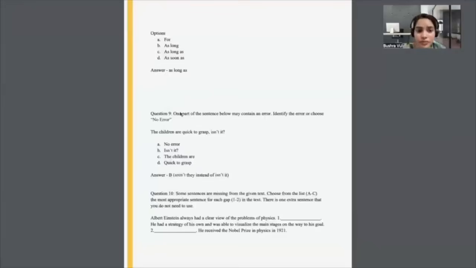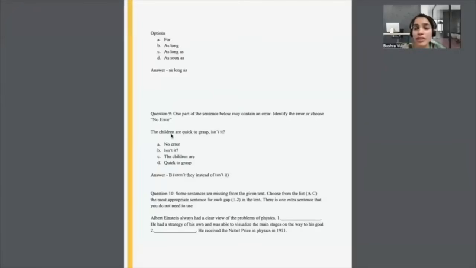Okay. One part of the sentence below may contain an error. Identify the error or choose no error. The children are quick to grasp, isn't it? Now look at this part of the question, right? We're talking about the children, right? So it should end with aren't they? Because the children are quick to grasp. Whatever you're going to use here, that is the same thing that is going to end. If you're using the children are, then you're going to end it with aren't they.